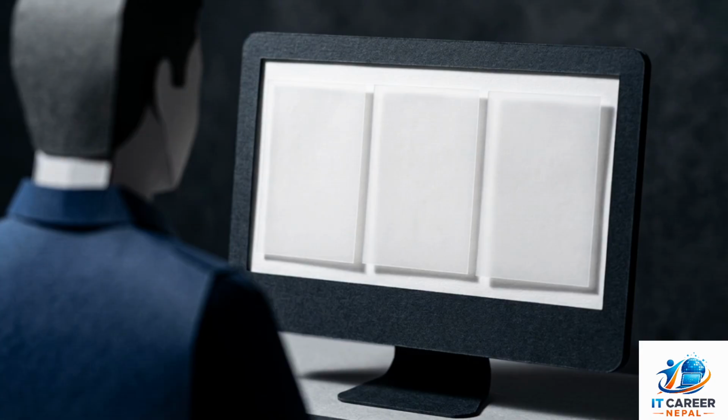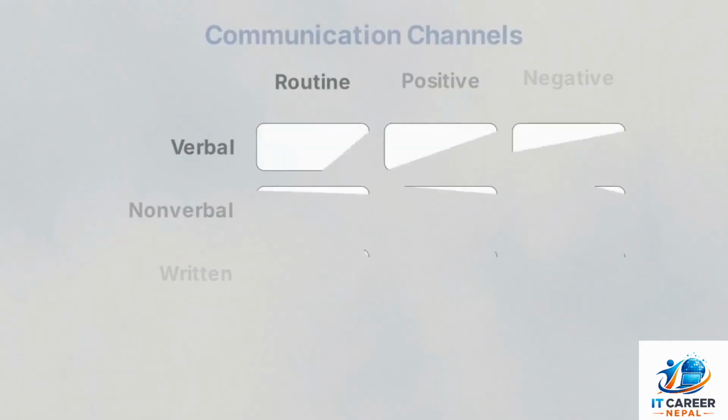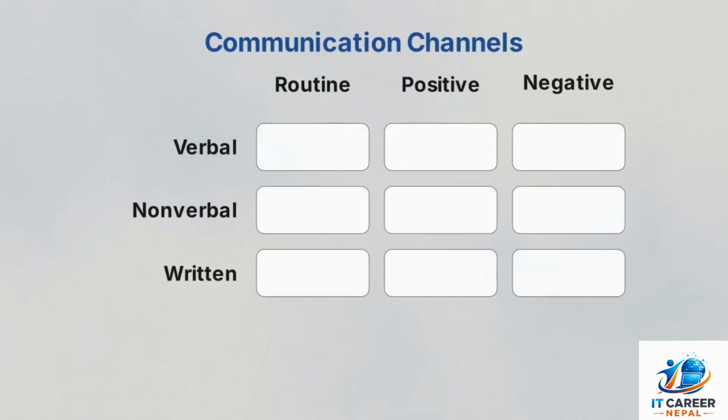Moving into Task 2, your next set of slides will focus on execution. You need to outline the exact communication strategies required to deliver routine, positive, and negative messages. This matrix shows when a manager should rely on verbal instructions, nonverbal cues, or written messages.